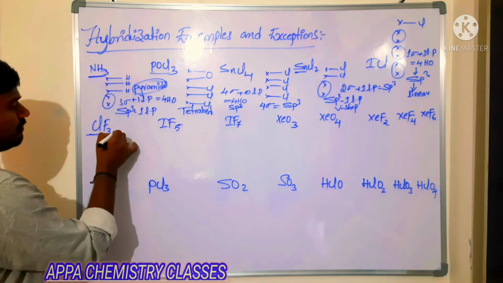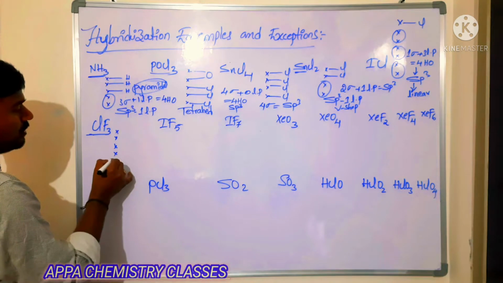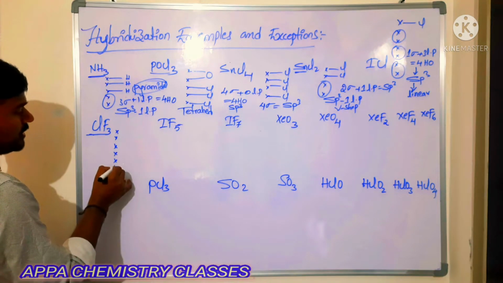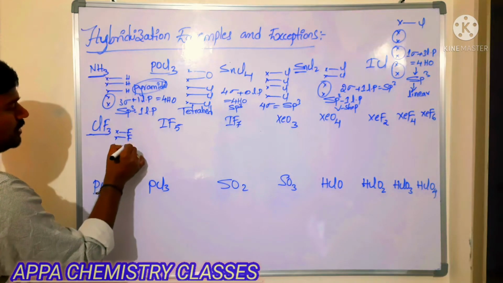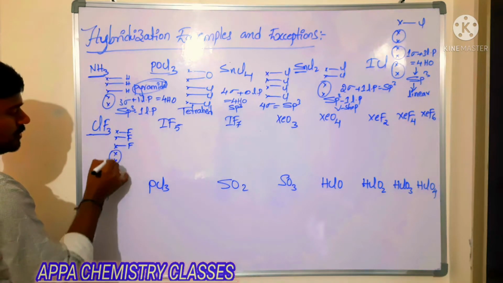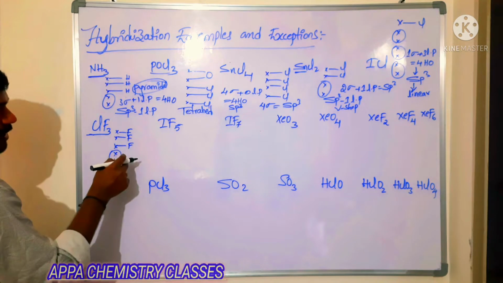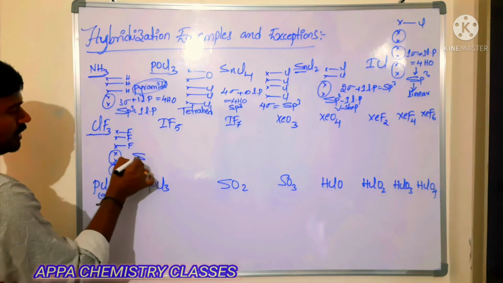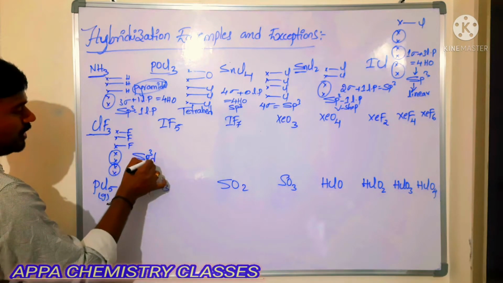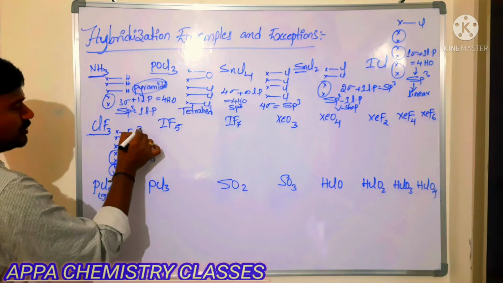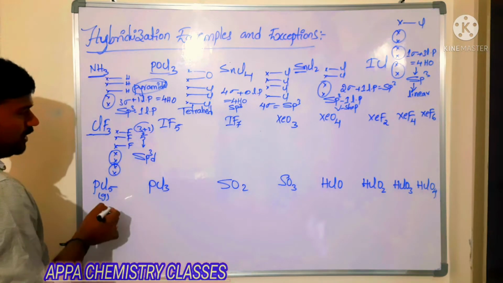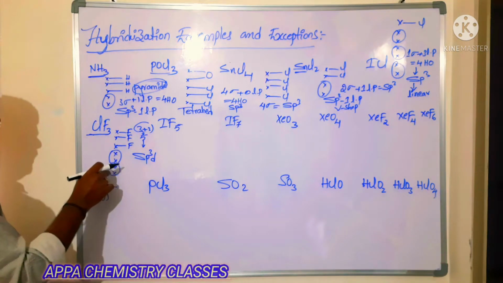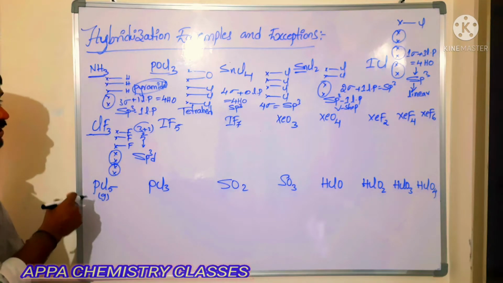Now ClF3. Keep the 7 dots, 5, 6, 7. So 3 fluorines. So 3 sigma bonds and 2 lone pairs. Total number will be 3 plus 2, that is 5. 5 means sp3d, sp3d with 2 lone pairs. Which geometry is it? T shape.